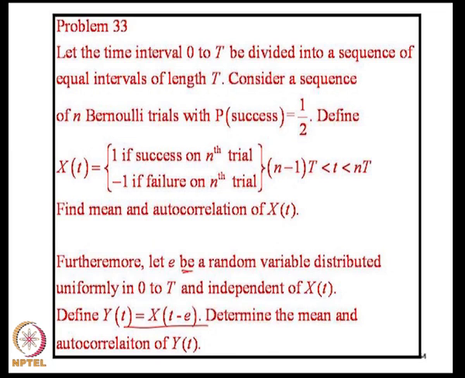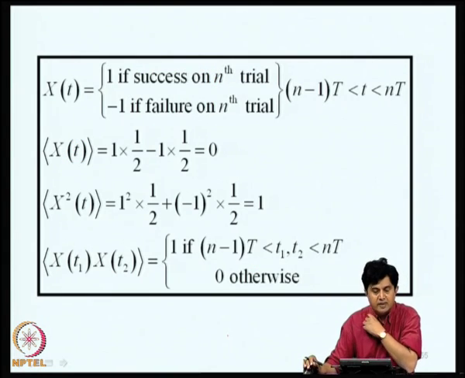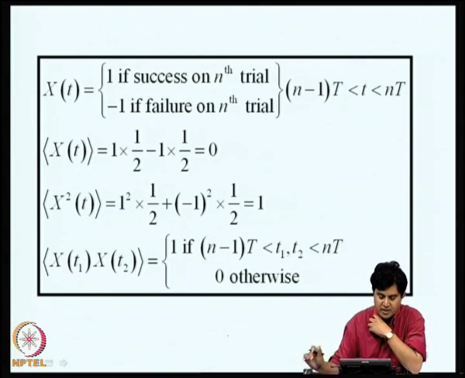There is a second bit to this problem where we define another random variable epsilon which is distributed uniformly in 0 to capital T and independent of x of t. We define y of t as x of t minus epsilon. So the problem is again to determine the mean and autocorrelation of y of t. This is a fairly simple exercise that needs to be carefully done. So x of t is 1 if success on the nth trial, x of t is minus 1 if failure on the nth trial.